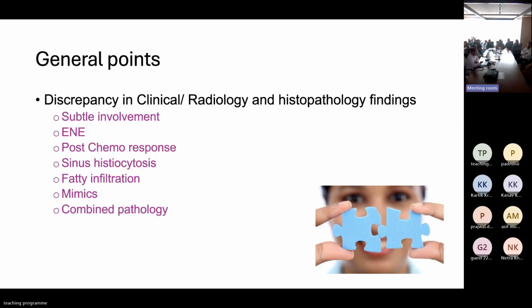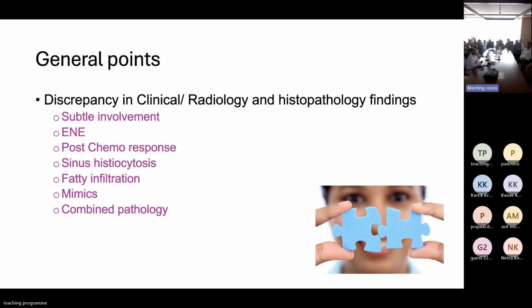So some general points, my last two slides. What are the usual causes for discrepancy between the clinical or radiology findings and the histologic findings? There might be a very subtle involvement of the lymph node, a small subcapsular deposit, which might not be detected on palpation or on radiology. Extranodal extension: sometimes clinically or radiologically it's a big mass, a 3-4 centimeter mass. But many times the lymph node capsule is still retained in such a big node also. So on microscopy, it is ENE negative.